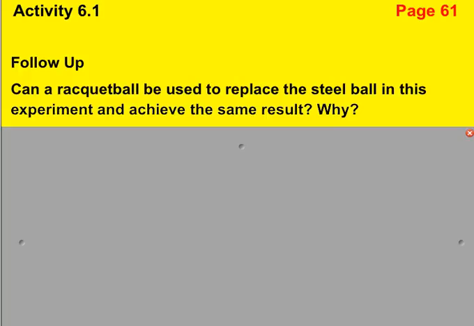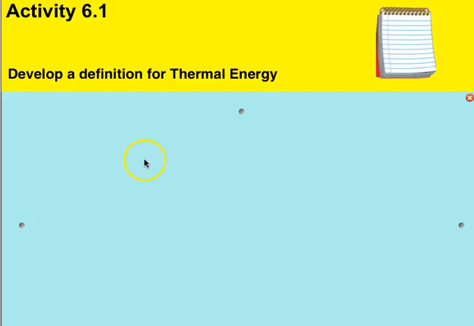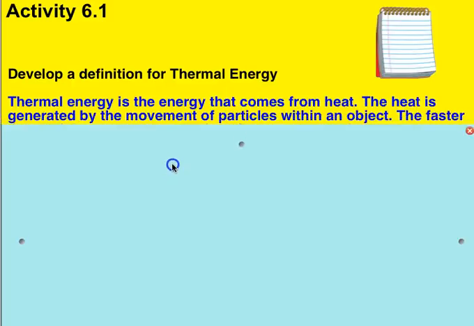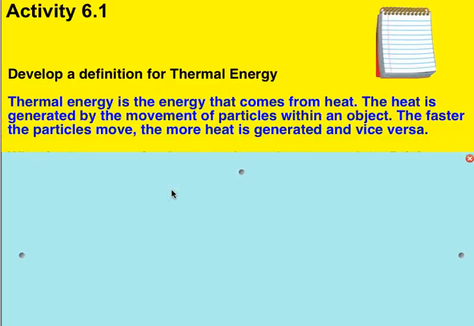All right, so now you've had a chance to do everything. We are going to take a few notes. And what we're going to do is develop a definition for thermal energy. So thermal energy is the energy that comes from heat. The heat is generated by the movement of particles within an object. The faster the particles move, the more heat is generated, and vice versa.